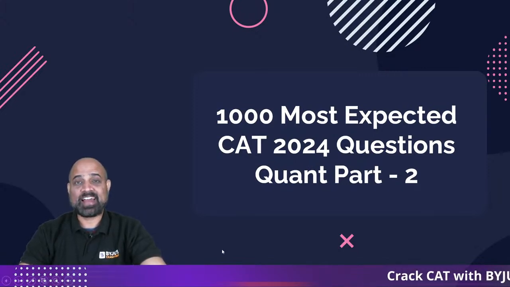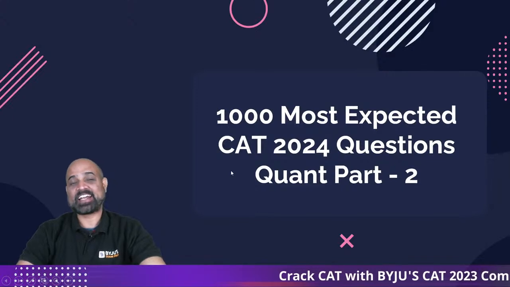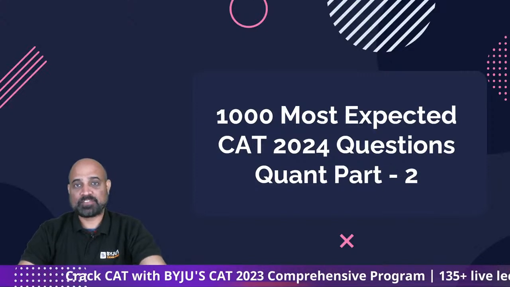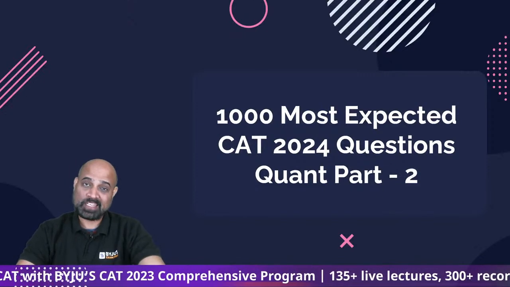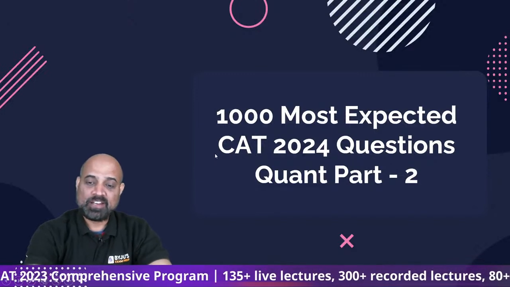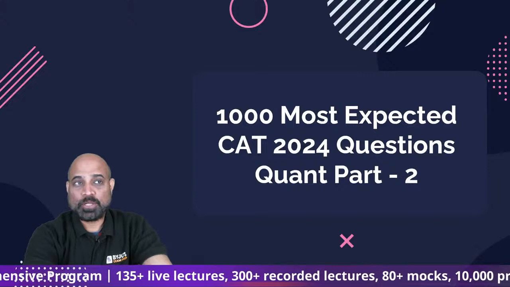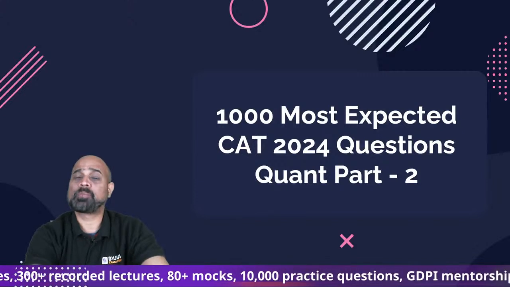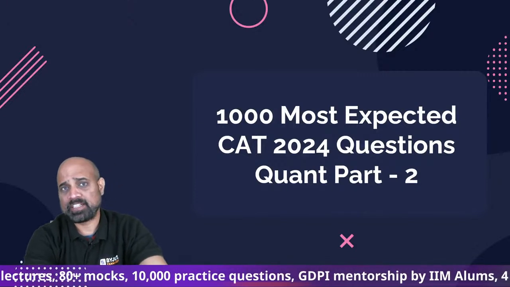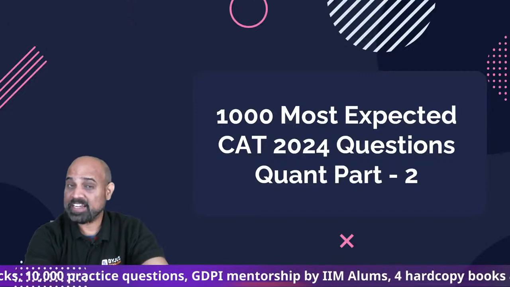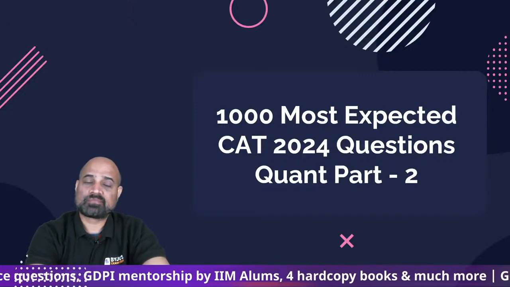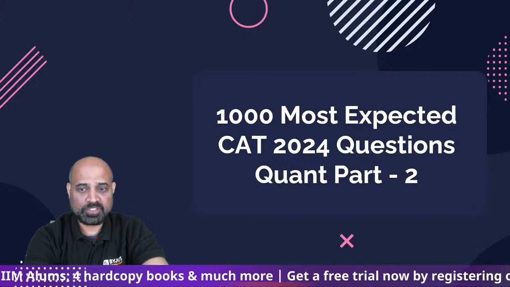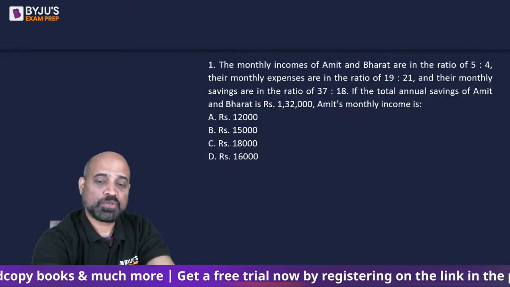My name is Naveen, and today we'll be looking at 1000 most expected CAT 2024 questions, and this is for Quant. We'll be doing part 2 of the series. If you wish to look at part 1, you can go into the playlist under the same name on our channel. Today we'll be looking at questions based on arithmetic, that is percentages, ratios, proportion, which includes time and work, time, speed and distance, averages, weighted averages, also averages based on deviations, profit, loss and discount. So let's begin with our first question for the day.